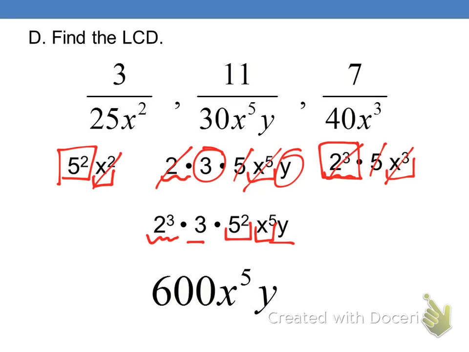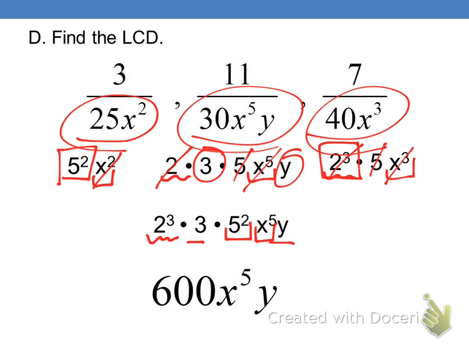Yes, sir? But there's no 2 or y in all of the expressions. This isn't what you're thinking of, greatest common factor, what they all have in common. This is not that. This is what could I multiply each of these denominators into. I could turn all of these into 600 x to the 5th y by multiplying them by something else.